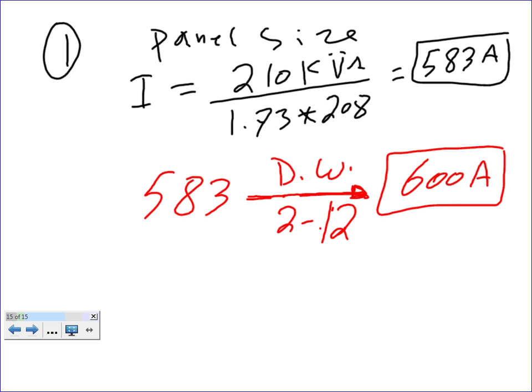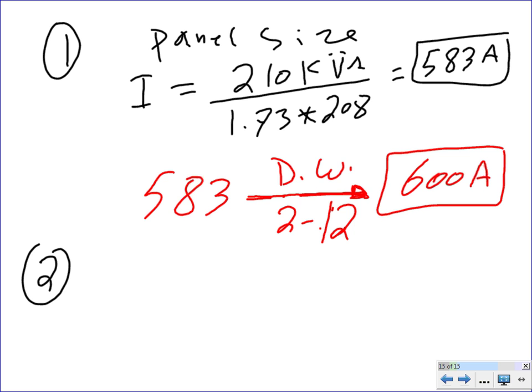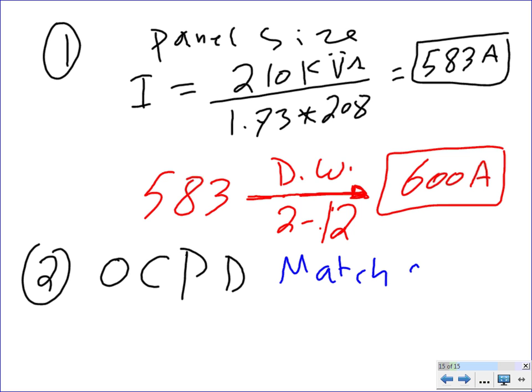Okay, 600 amp panel. Piece of cake. Let's go to overcurrent protection device. Grab that baby here. Put it right in here. Number 2, overcurrent protection device. What did we say, guys? Engineering wise, match. No, not match. No, not here.